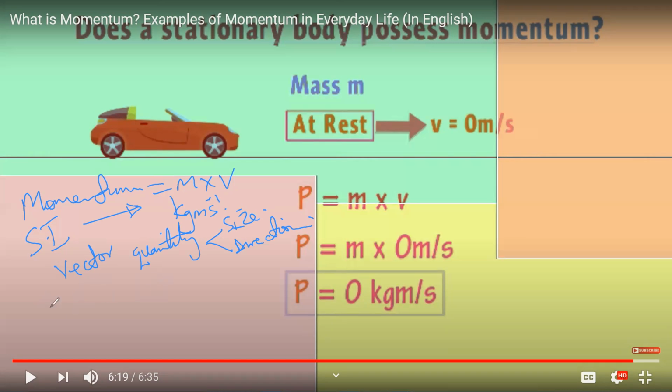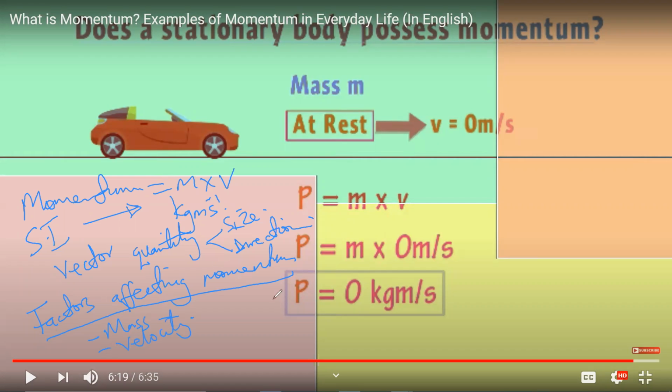And we have said that there are two factors that affect the size of momentum. Factors affecting momentum. There are two of them. Can you remind me of those factors? Mass and velocity. Mass and velocity, very good.